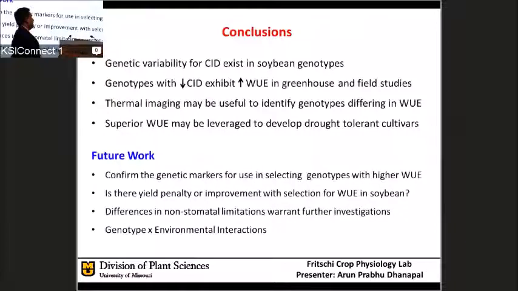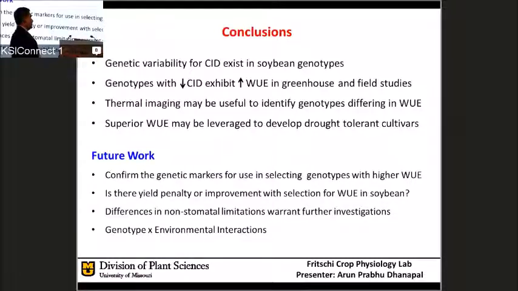So with that, I would like to conclude that genetic variability for CID exists in soybean genotypes, and the genotypes with lower CID exhibited higher water use efficiency in both our greenhouse studies and field studies. And thermal imaging can be useful to identify genotypes differing in water use efficiency. So superior water use efficiency may be leveraged to develop drought-tolerant cultivars.